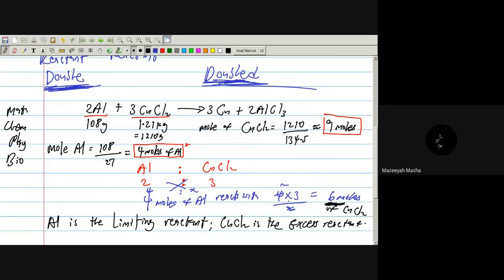Mr. Saula, yes, I can hear you. Why do we have two different ratios of aluminium to copper chloride? We have 2 to 3 and 4 to 9. Okay, where is it? No, 4 to 6. Check. 4 to 6. Why do we have this different?